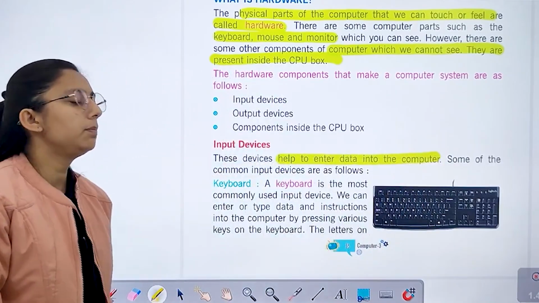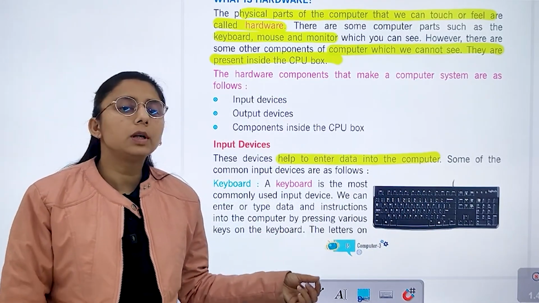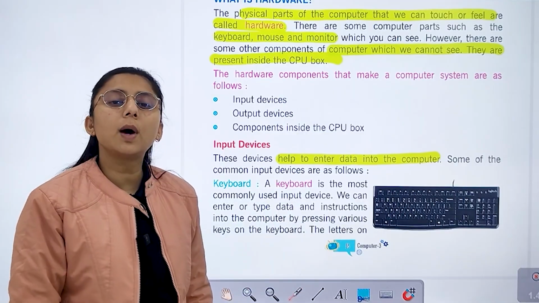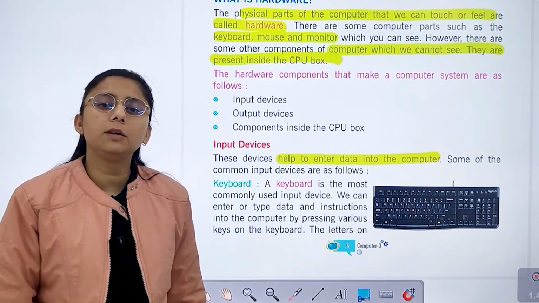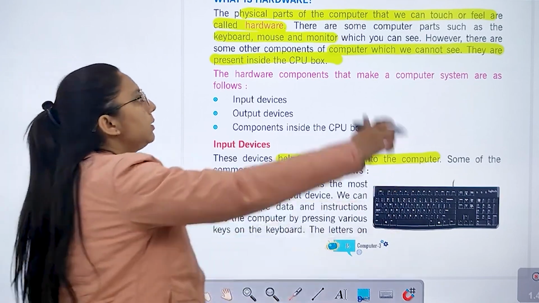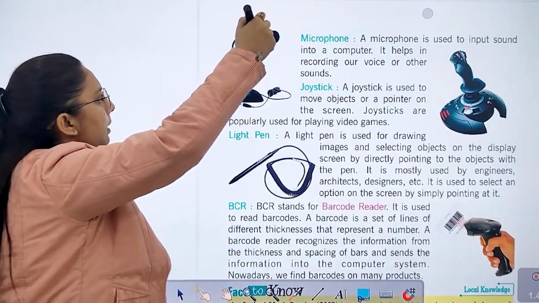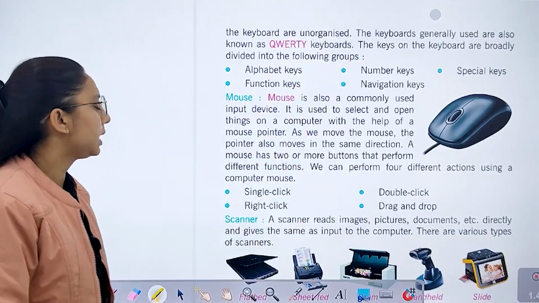Some of the common input devices are keyboard. What is keyboard used for? It is used for typing, and our keyboard has 104 keys, and we have different keys: alphabetic key, numeric key, functional key and special key. And by pressing on these keys, we can write different letters and numbers. So we have different keys that I have told you.